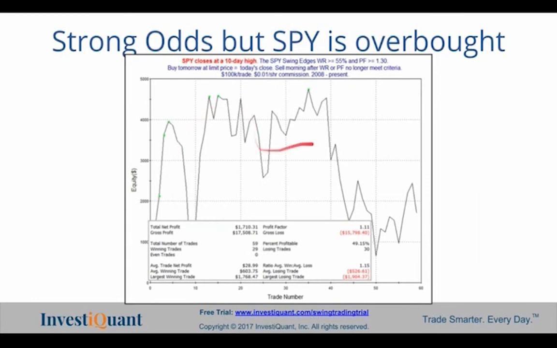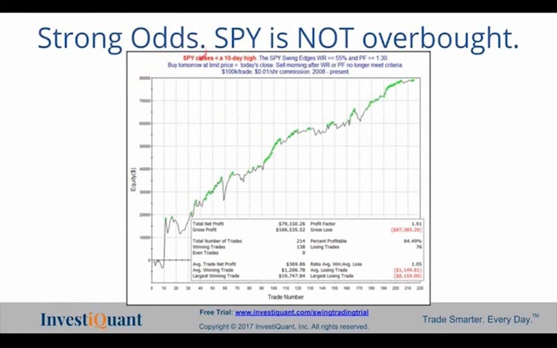Well, in this case, you can see the profit curve is a mess, and our profit vector is not much above 1. In other words, the stats tell you what the profit curve is also telling you, right? No significant edge there. It's made a little bit of money over time, but this is not a fun way to make money. So then I said, all right, that's what happens when it's overbought. What about if it's not overbought? In other words, SPY closes less than a 10-day high.